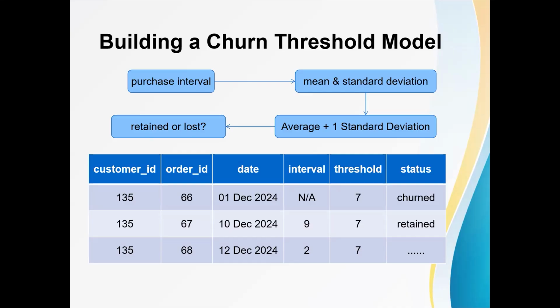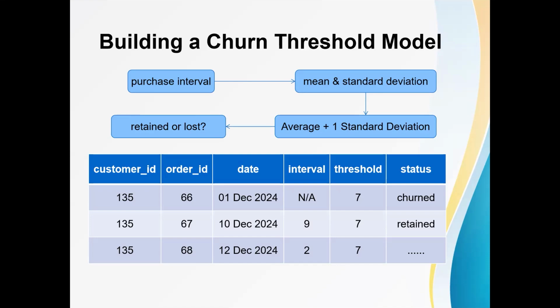We set the churn threshold for each customer at 1 standard deviation above their average purchase interval. For each customer's orders, if the number of days between the current order and the next order doesn't exceed the churn threshold, the current customer status is labeled as retained, and the next order is considered a repeat purchase. Otherwise, the current customer status is labeled as churn, and the next order is classified as a new purchase.